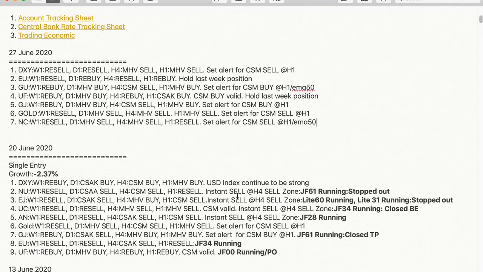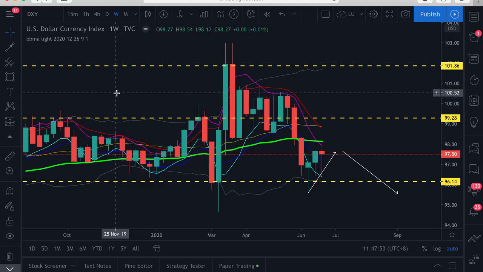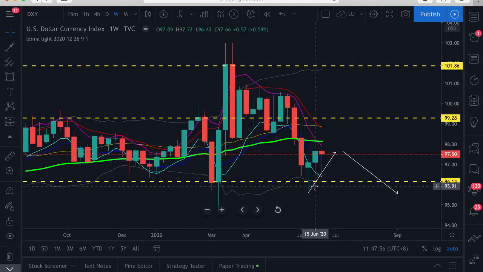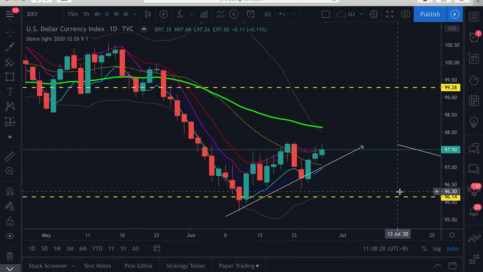Okay, let's get into this week's setup. We start with reviewing the DXY, the USD currency index. As you can see, last week we expected the USD currency index to continue strong, and the price actually moved to the re-entry sell zone for this week. So for this week, the DXY, we expect it to be re-entry sell, and on D1 we can see that it's doing a MHV sell, and EMA 50 is going out of the top Bollinger Band. We expect this price to range before it makes a downturn.